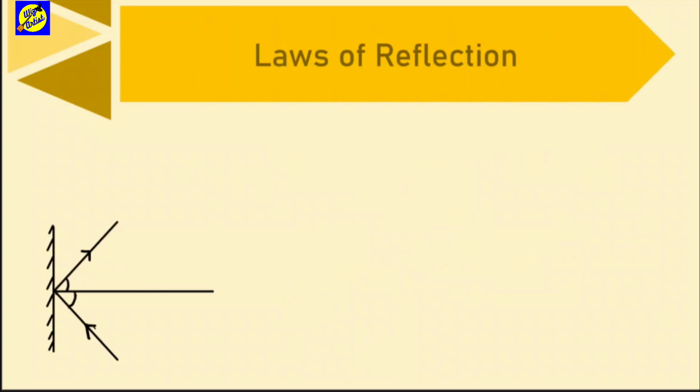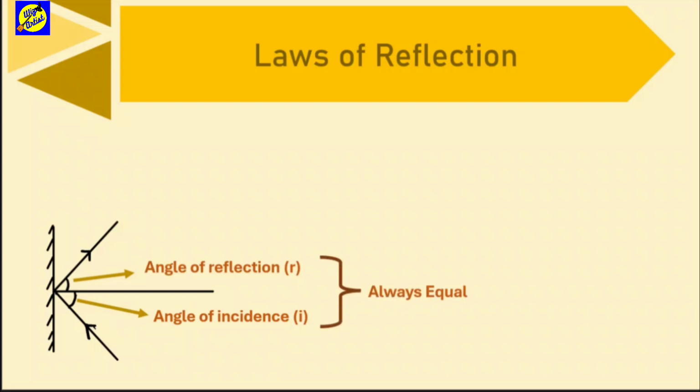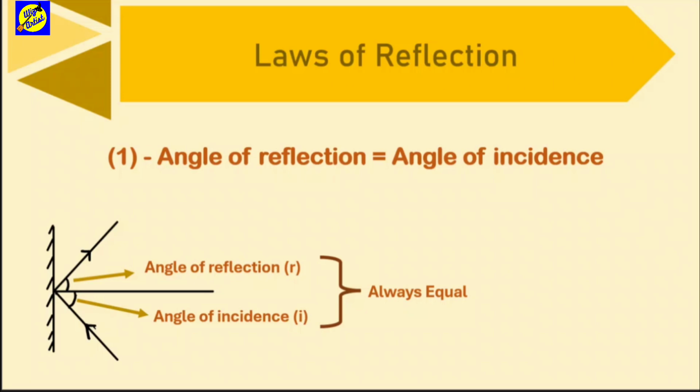Based on these diagrams, we can understand a few laws of reflection that every phenomenon of reflection follows. The first one is that the angle of incidence, or I, and the angle of reflection, or R, are always equal. In every condition, if reflection is occurring, these two angles will be equal. Mathematically, we can write this angle symbol, and R is equal to the symbol of angle and I. R represents angle of reflection and I represents the angle of incidence. And these two are always equal.